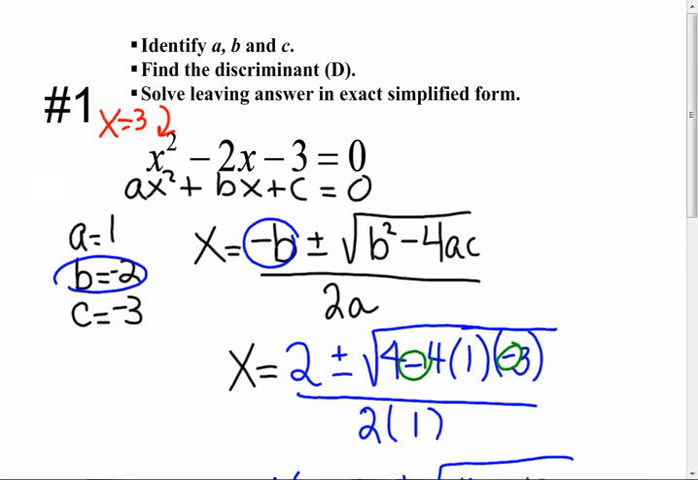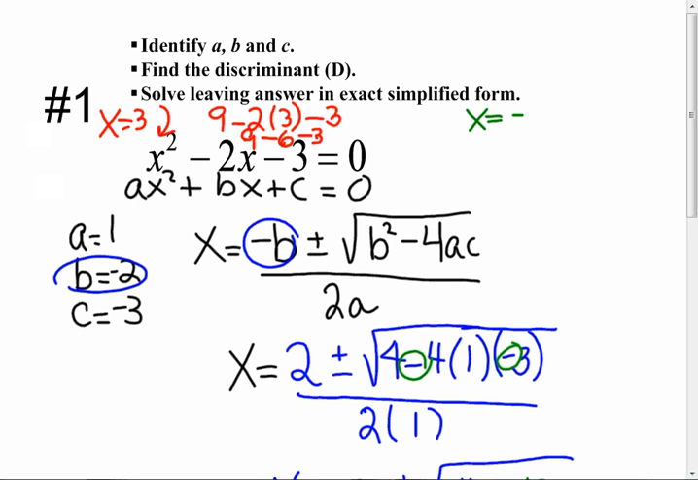Okay, let's put 3 in there. What's 3 squared? 9. 9 minus 2 times 3 minus 3. So it's 9 minus 6 minus 3. Is that 0? Emma, is that 0? 9 minus 6? Yeah, minus 3. Let's try the negative 1.